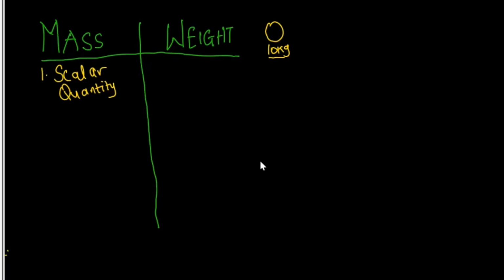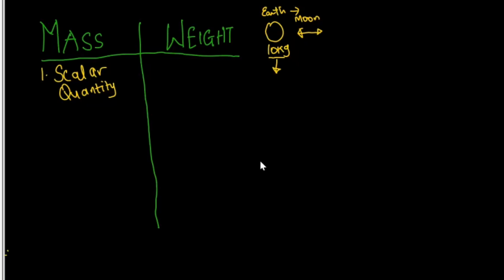Because if I take this stone from the earth, let's say I take it to the moon, this stone can start floating. So on the earth, it might just drop down. On the moon, it might just be floating sideways. So there is no specified direction for mass.